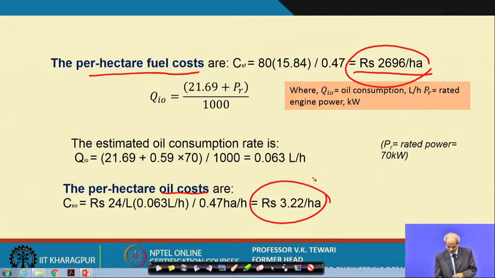So, we have taken rated power to be 70 kilowatt, as I said earlier. Now, using this, we are getting fuel cost as well as oil cost. So, now let us see what else is required, because we are looking for the total cost, the ownership cost of this particular equipment.